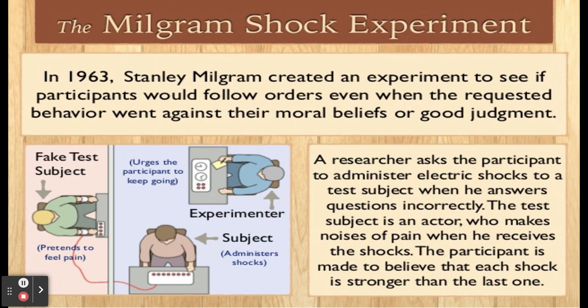So in 1963, Stanley Milgram created an experiment to see if participants would follow orders even when the requested behavior went against their moral beliefs or good judgment. They wanted to push them to the edge and see how far they could go. A researcher asked the participant to administer electric shocks to a test subject when he answers questions incorrectly. The test subject is an actor who makes noises of pain when he receives the shocks. The participant is made to believe that each shock is stronger than the last one. So it trains you. It's like, you better get this right, otherwise you're going to get shocked.